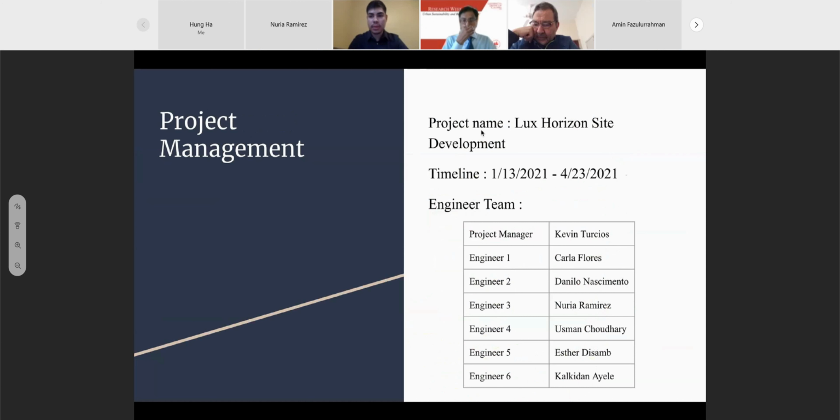So the name of the project is Lots Horizon Site Development, and the timeline is from January 13 of this year until today, which is April 23rd. For the design engineer team, we have project management Kevin Tercios and the following engineers. Each engineer was in charge of a section of the project. We have Carla, Danilo, myself, Usman, Esther, and Kalkivan.